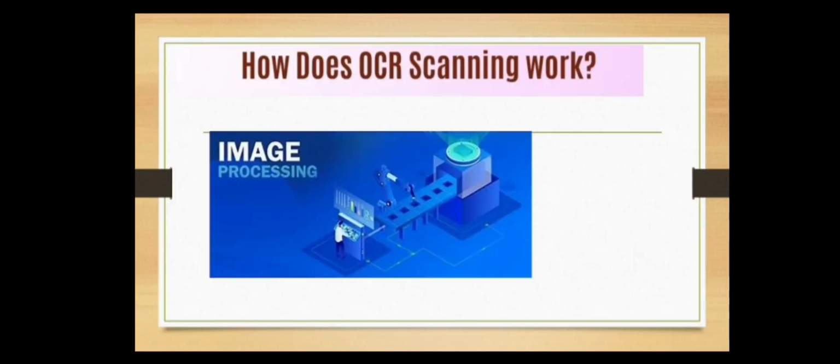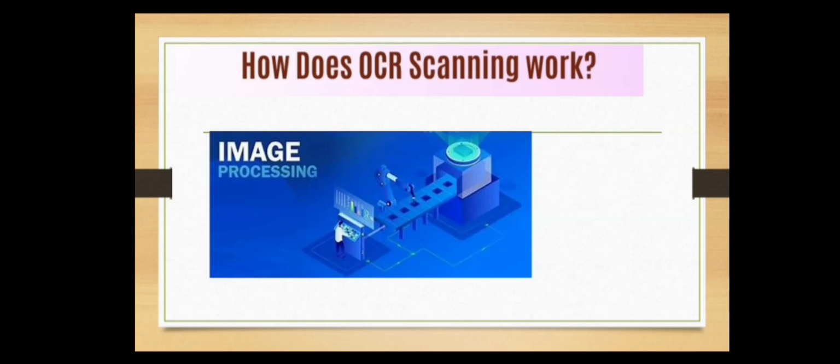In the 1970s, OCR systems became capable of reading more complex characters. Today, OCR is powered by advanced algorithms and machine learning, enabling it to recognize a wide variety of text formats, fonts, and even handwriting. Now, you might be thinking, how does OCR work? So it works mainly in four steps.